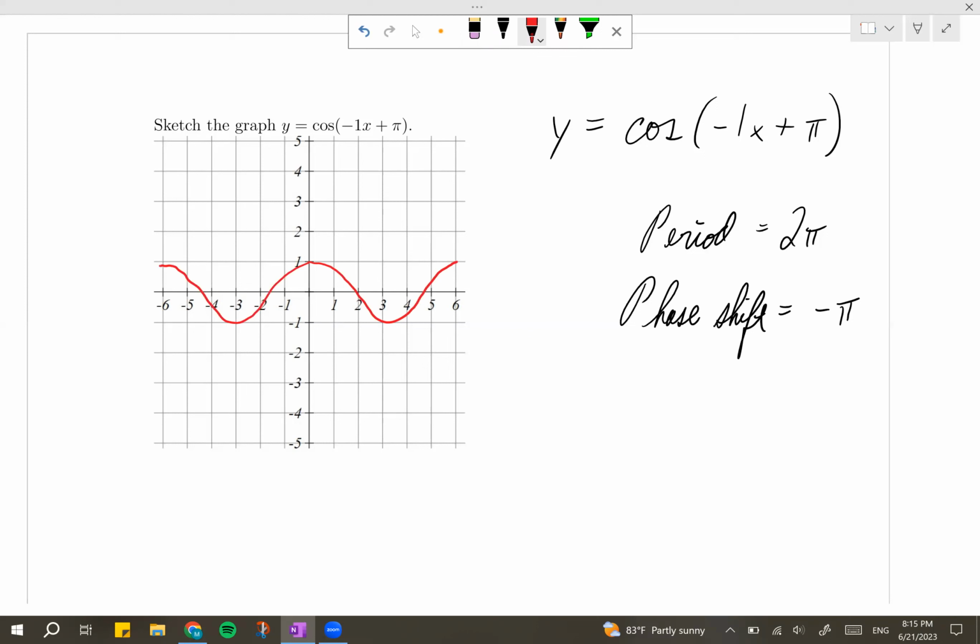All right. But the phase shift tells me I'm moving over pi units. It doesn't matter which way. I'm going to move it this way, pi units. So here's pi right there. Actually, I'm going to use a different color to mark pi. Where that green line is, that's where pi is. And then negative pi is right there.